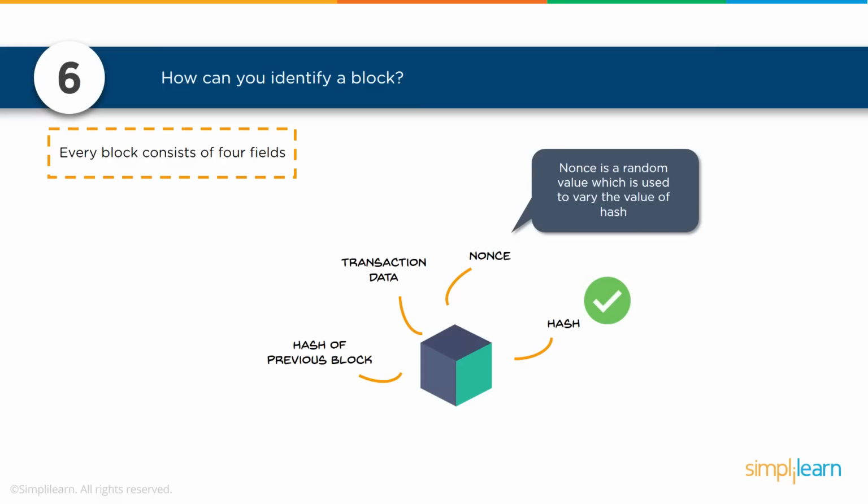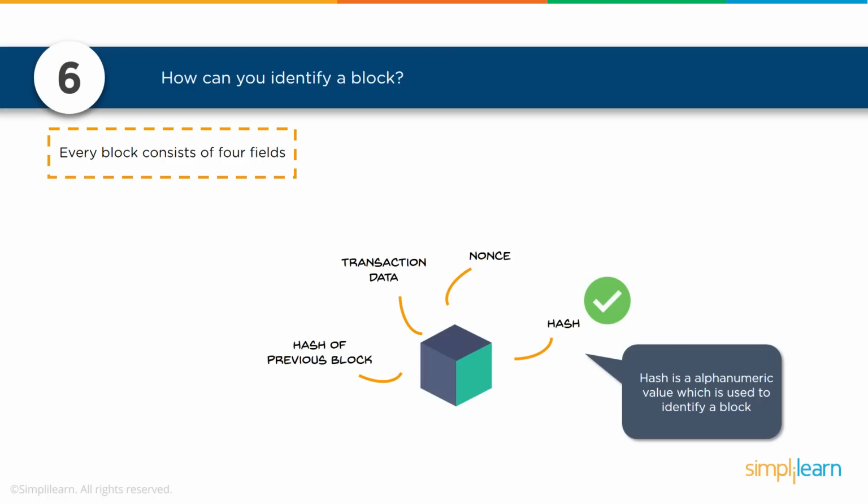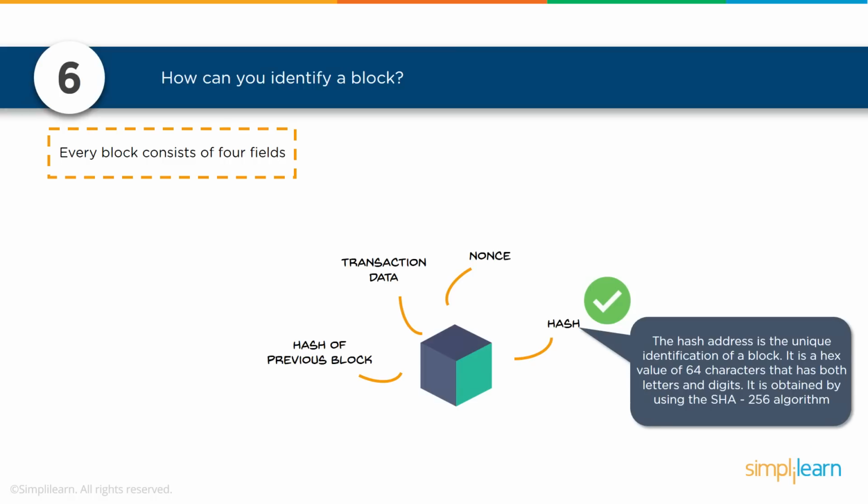Nonce is a random value which is used to vary the value of the hash in order to generate a hash value less than the target. And then finally, you have a hash of the block itself. It is the digital signature of this block, a unique hash for this block. It is an alphanumeric value which is used to identify a block. So that is the identity of the block. The hash address is the unique identification of a block. It is a hex value of 64 characters that has both letters and digits. It is obtained by using the SHA-256 algorithm.